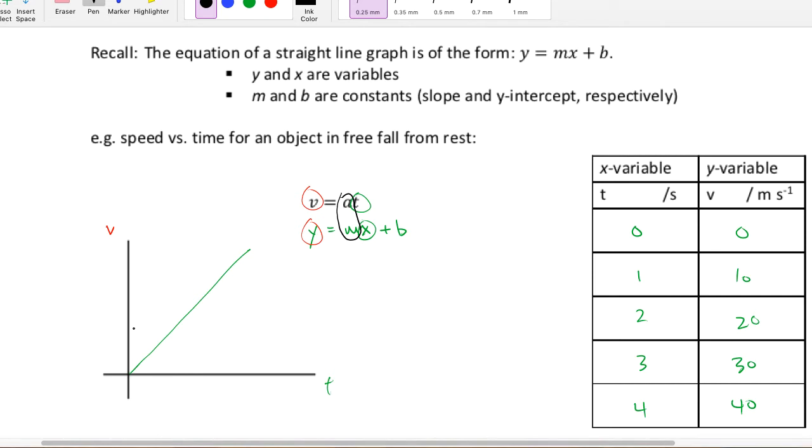Now, if the graph ended up looking like this, that would be an indication that there was some systematic error, because our non-zero y-intercept indicates that all of our values are skewed in the same direction. We've got an okay slope. In fact, imagine all the points were like this with very small error bars. We've got an okay slope, but our y-intercept is off. The whole graph is shifted up. That's an indication of systematic error.